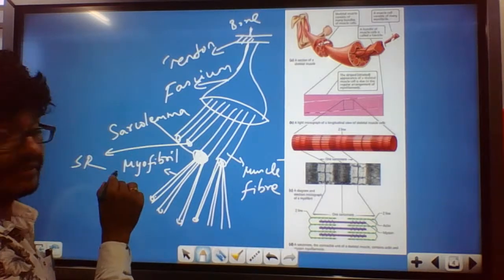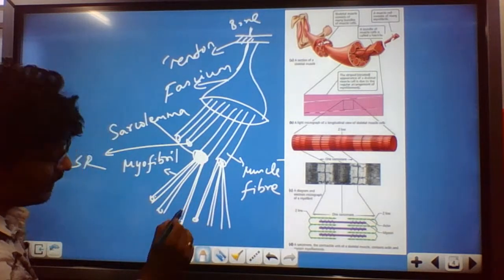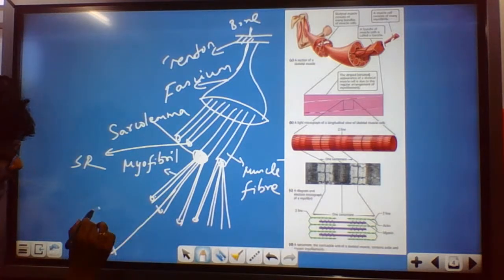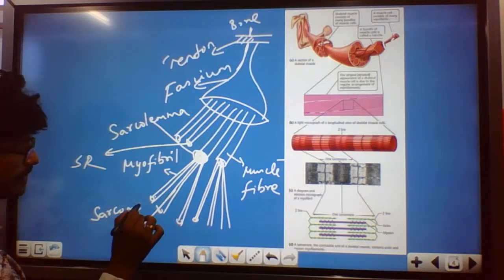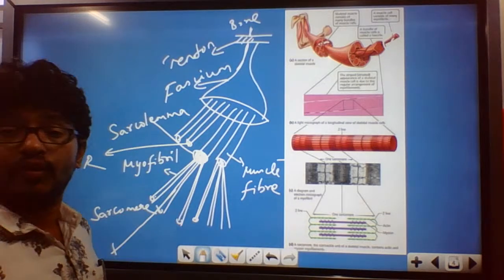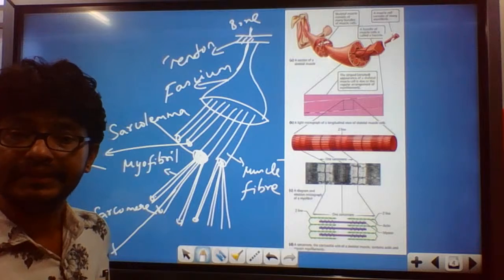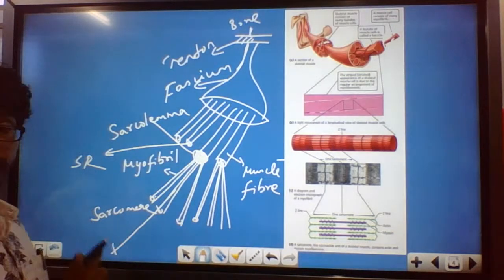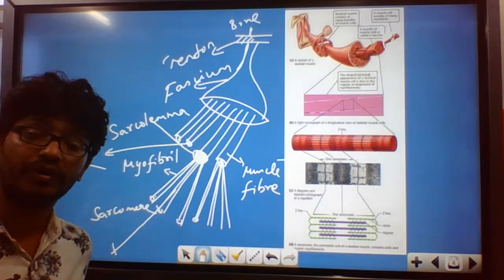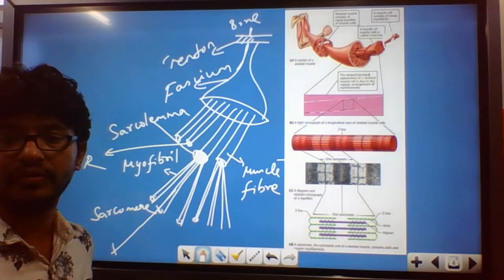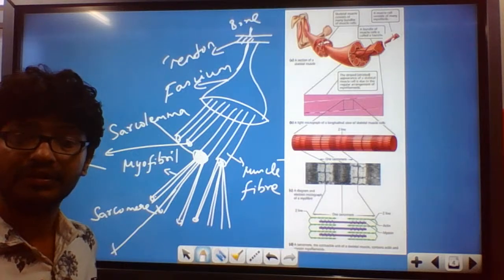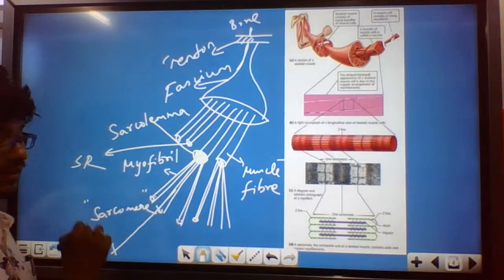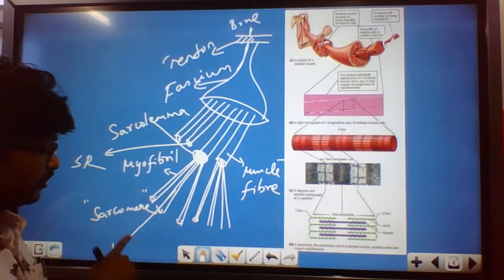Okay. Now inside the sarcoplasmic reticulum, the individual unit which is coming out, we call the sarcomere. So what is the structural and functional unit of the muscle? The contractile unit of the muscle is the sarcomere. Okay. So the question comes, what is actually the contractile unit? Contraction and relaxation both play important roles, but the sarcomere plays a very important role in the contraction of the muscles. So the functional and structural unit of the muscles is the sarcomere.